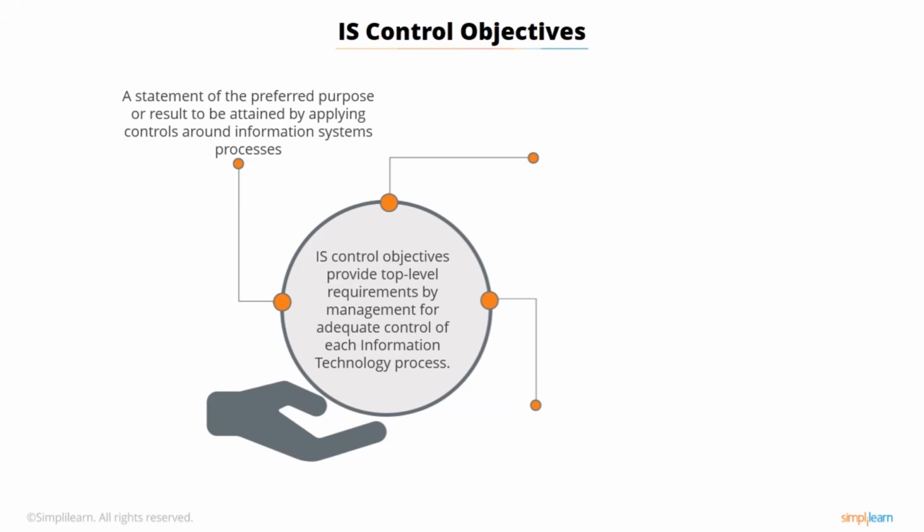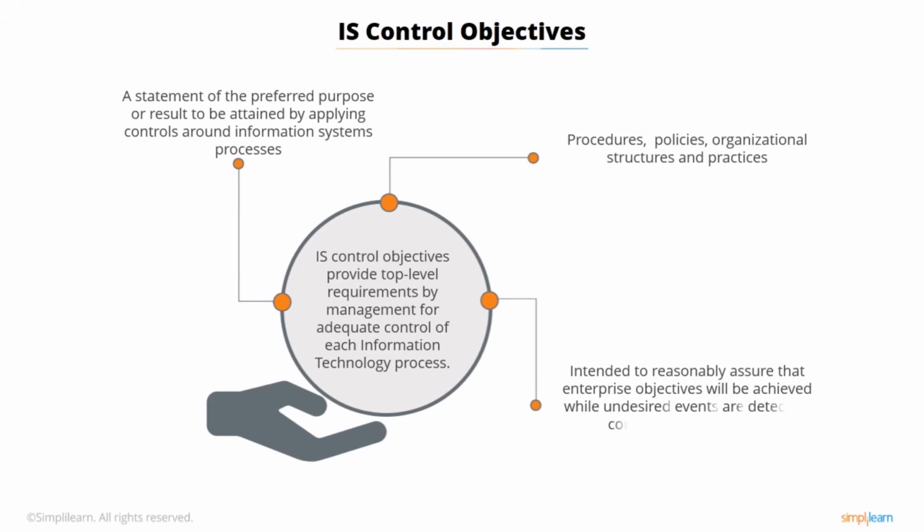IS control objectives are also procedures, policies, organizational structures, and practices, anything that's intended to reasonably assure that enterprise objectives will be achieved while undesired events are detected, corrected, or prevented. So we're looking at the entire process. We're looking at your company's policies. We're looking at the inherent organizational structures. That can include everything from something as simple as an organizational chart, who do you report a particular issue to, to something far more complex and intricate. Any procedures that you might have in place that might help assure enterprise objectives fall under the heading of IS controls.